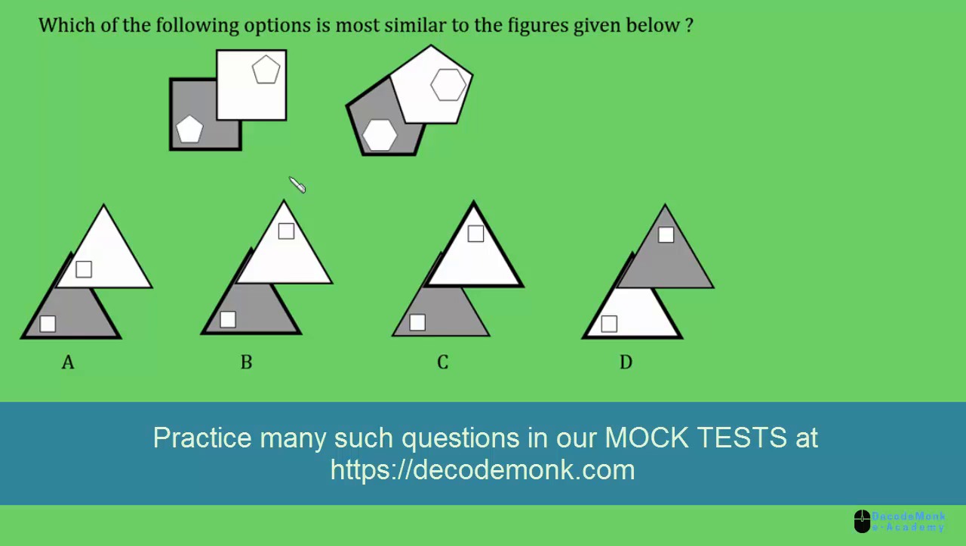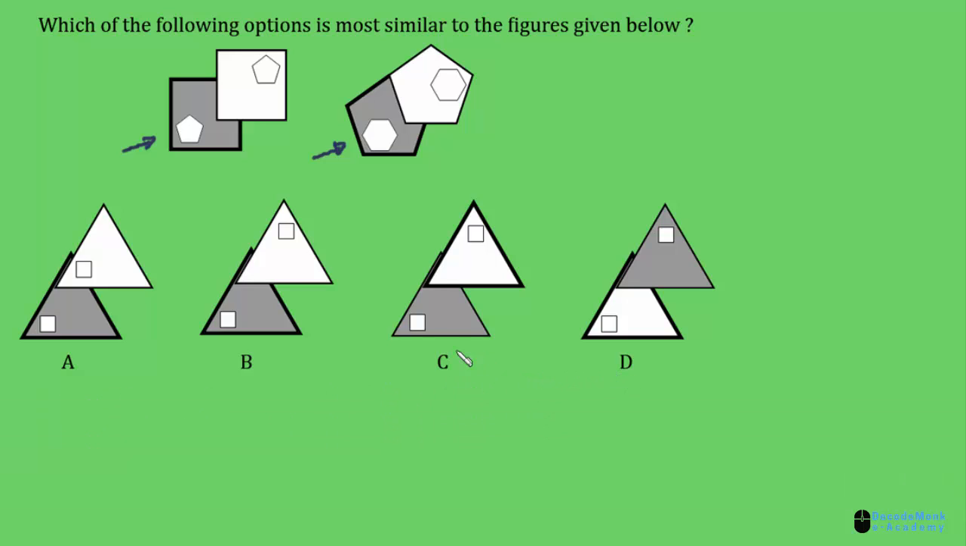The question says, which of the following options is most similar to the figures given below? Then you have been given two figures and then you are given four options A, B, C and D, out of which you have to choose the figure which is the most similar to these two figures.